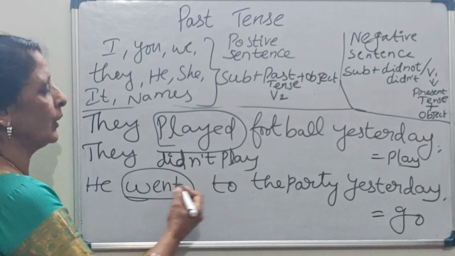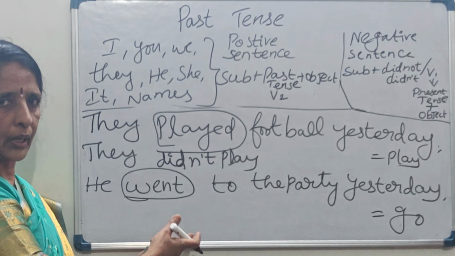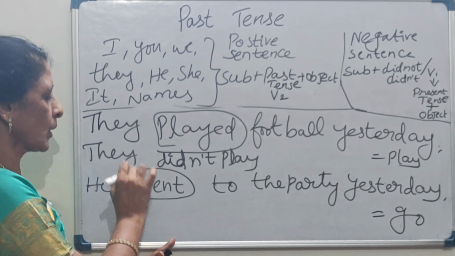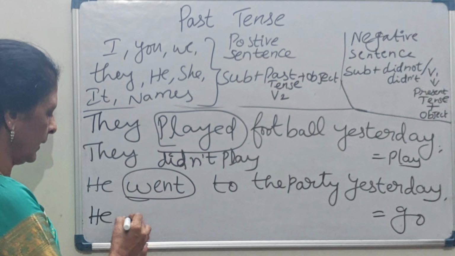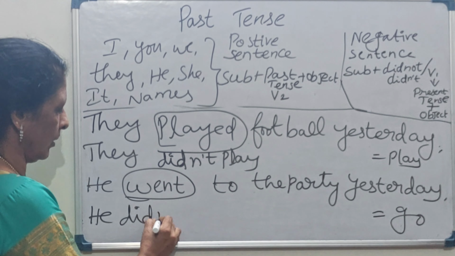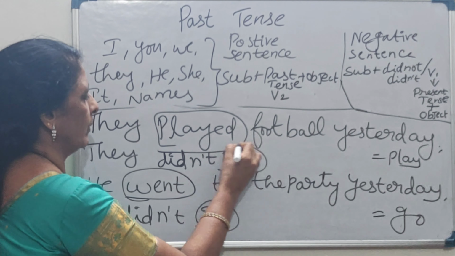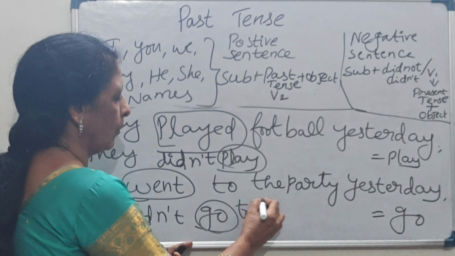Here, he went to the party yesterday. This action was also completed in the past. He went to the party yesterday. Okay. Suppose he didn't go to the party, how will we write? He did not, or he didn't go. This is very, very important for us. Okay. He didn't go to the party yesterday.